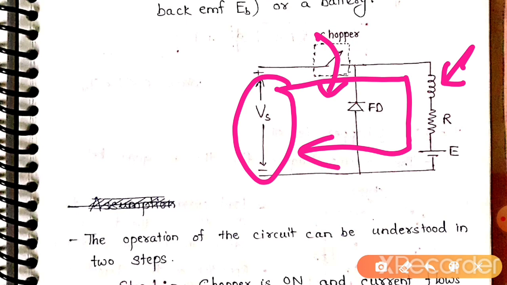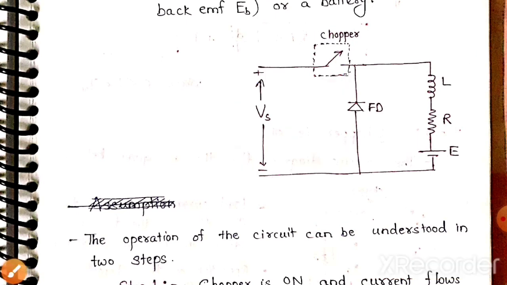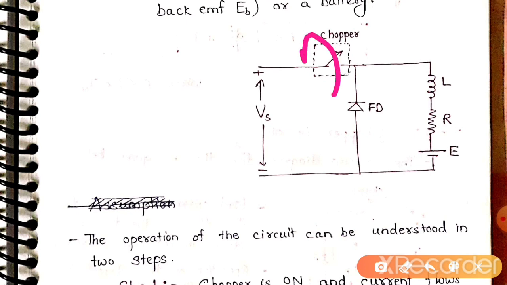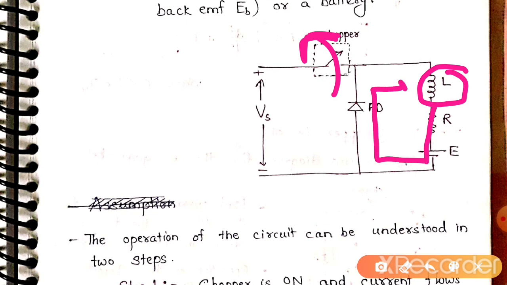When the current flows from the source to the load, when this chopper is on, then energy is stored in the inductor. In the next time period, after the turn on time, when we are turning off this chopper, the energy which was stored in the inductor is released through this freewheeling diode.